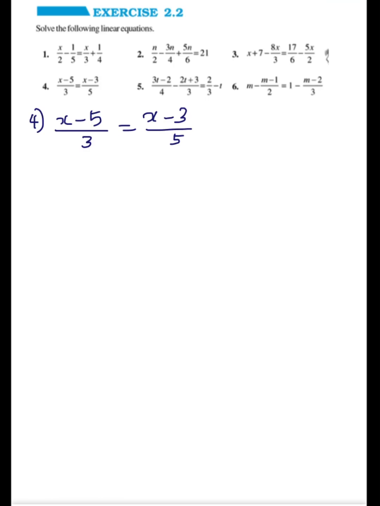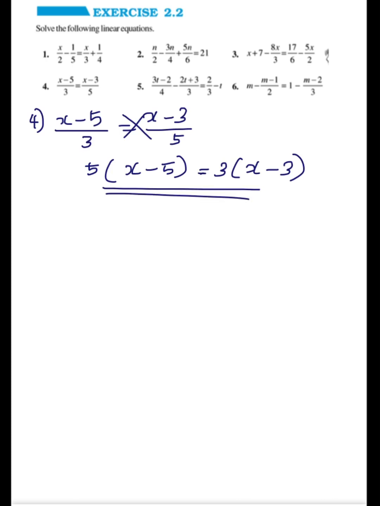So this is the fourth question, that is x minus 5 by 3 equals x minus 3 by 5. Actually in these types of questions, the simple step is to just cross multiply. You need to just cross multiply and then you will get 5 into x minus 5 equals 3 into x minus 3. That is cross multiplying. But how you actually reach this step is very easy.